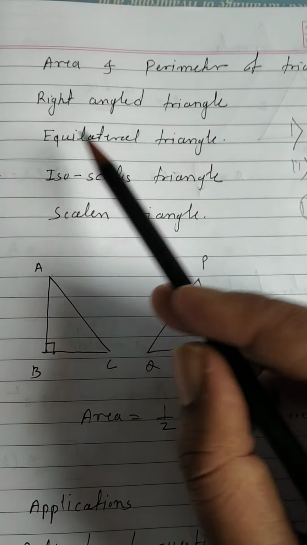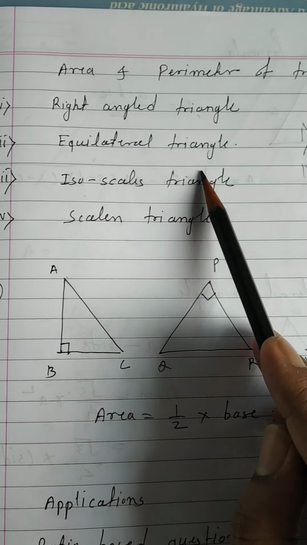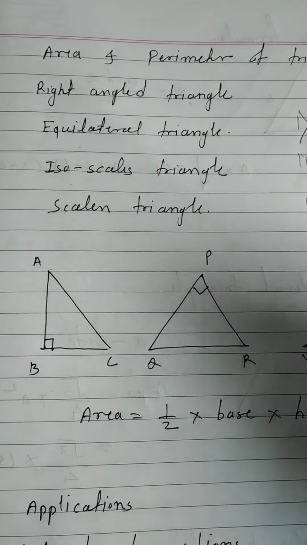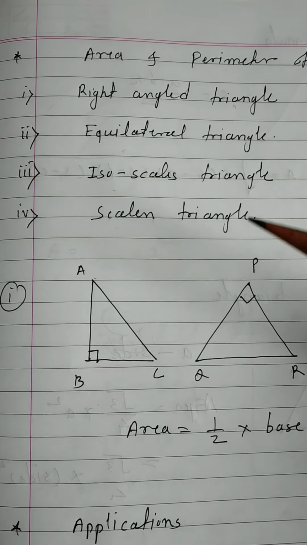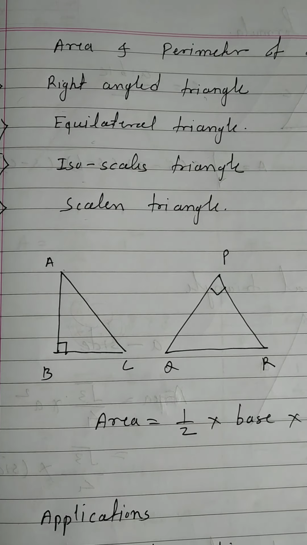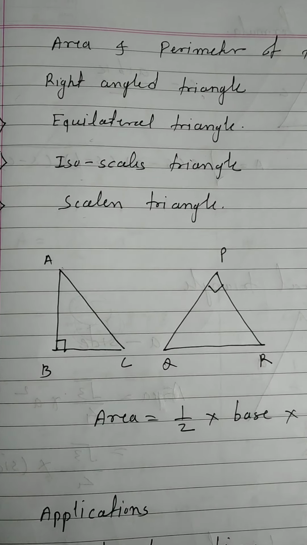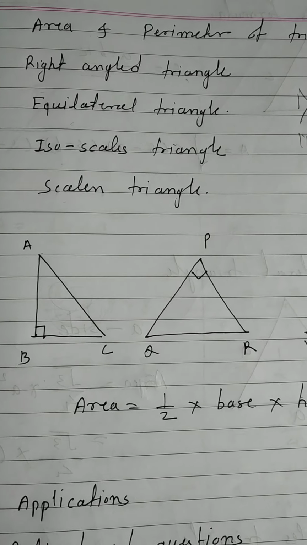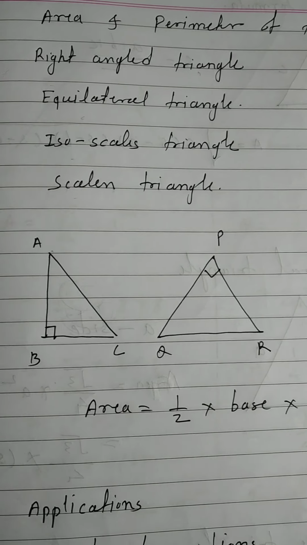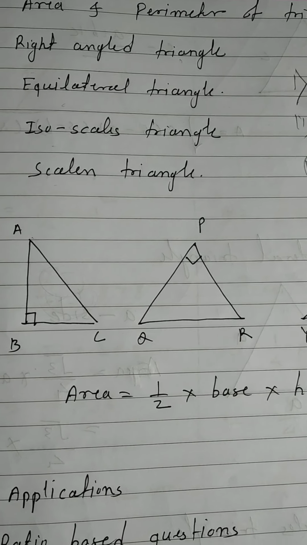Triangles. We come across so many triangles: right angle triangle, equilateral triangle, isosceles triangle, scalene triangle. For every type of triangle, there is a different formula, a different mathematical expression to calculate its area. Not necessary you should use that formula only. We'll see to that. But there is one standard formula for it. Try to use that formula.